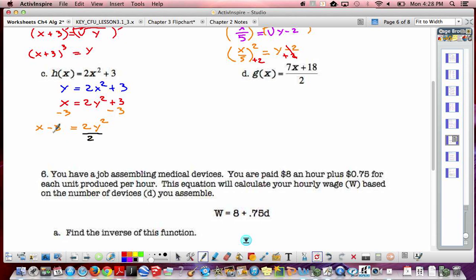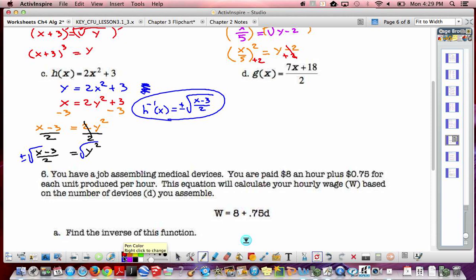Undo multiplication, divide both sides by 2. So y squared now equals x minus 3 over 2. To undo the square, we square root both sides. So we have plus minus. So the inverse function, oops, it's not f, h inverse of x, I'm writing it right, but not thinking right, is equal to plus minus the square root of x minus 3 all over 2.